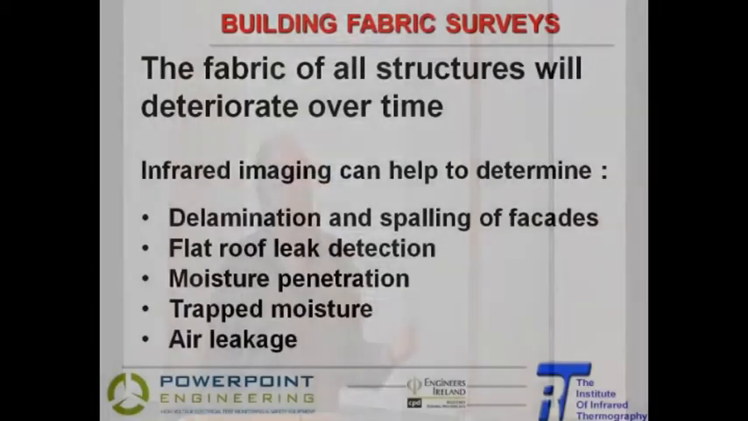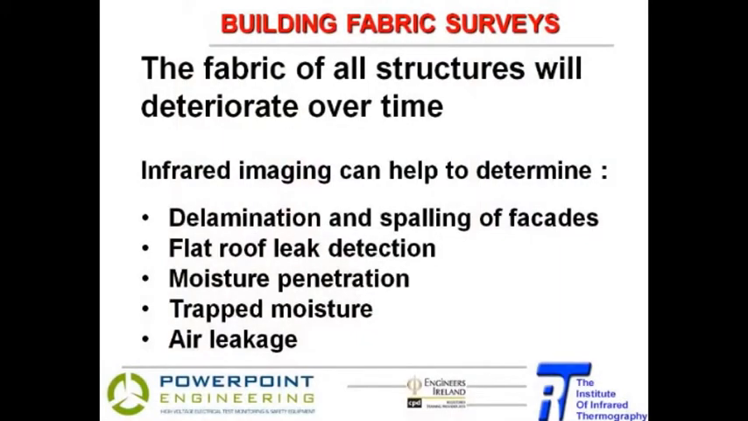Obviously, over time, all fabric deteriorates. Any structure is going to deteriorate over time. We can look for delamination and spalling of facades. We can look for voids behind plaster or render surfaces. We can use it for roads and tunnels and bridges, exactly the same techniques. Flat roof leak detection, if we're finding areas with a flat roof that over a period of time have failed, we can find them using infrared very quickly and very easily.